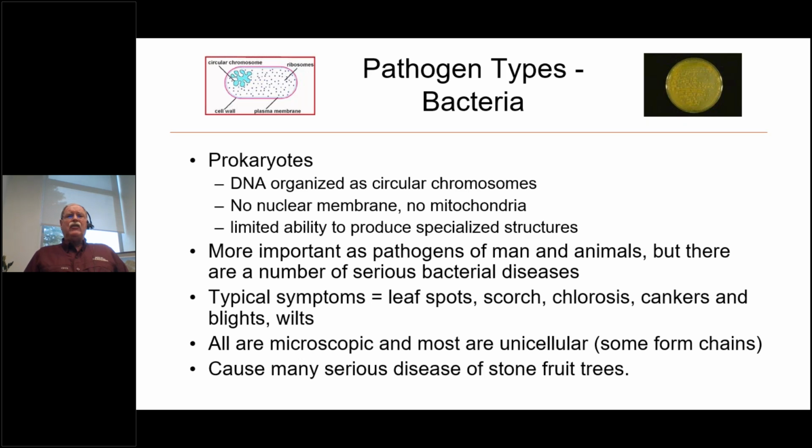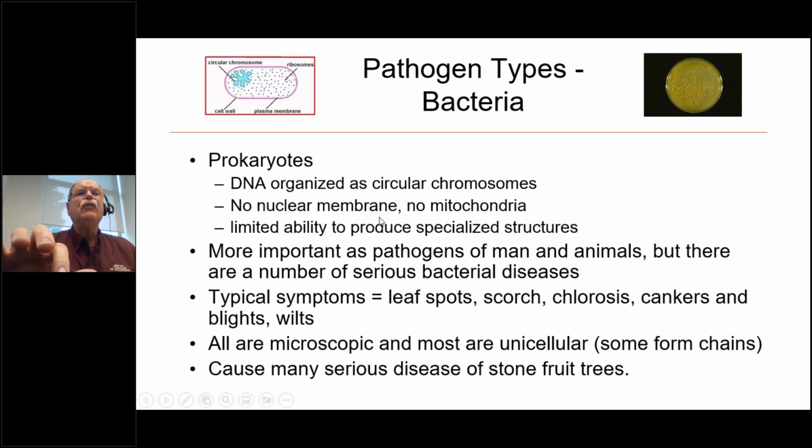Okay, let's move on to bacteria and talk about them a little bit. Now, bacteria are what we call prokaryotes. They do not have their nuclear material organized in a true nucleus like the eukaryotic fungi do. So therefore, prokaryotes are a little bit at a disadvantage. Their DNA is organized as circular chromosomes in the cell.